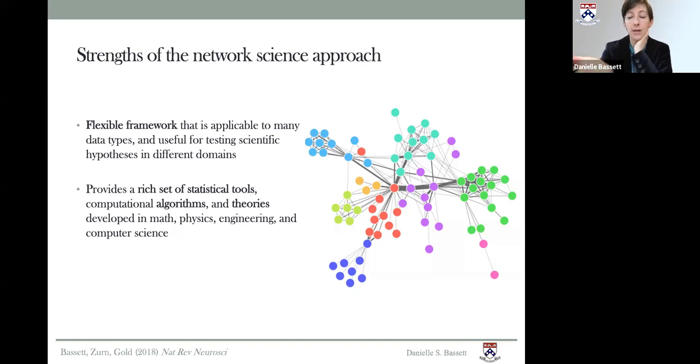We can tell it's colored, we can tell it has some interesting organization, but what is interesting? How do we define interesting? How do we say that this network is different from some other network? So the statistical tools that network science offers, I think, are a real strength because they help us to quantify similarities and differences in organization. And that in turn helps us to build generative models to really understand why the brain looks the way it does.